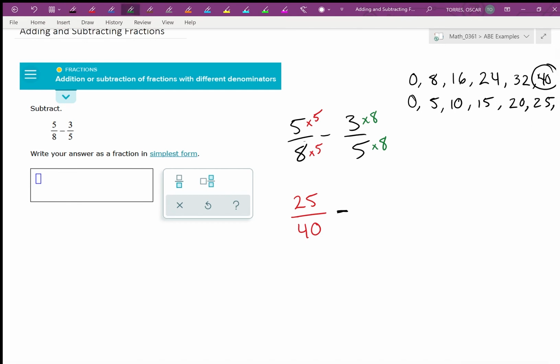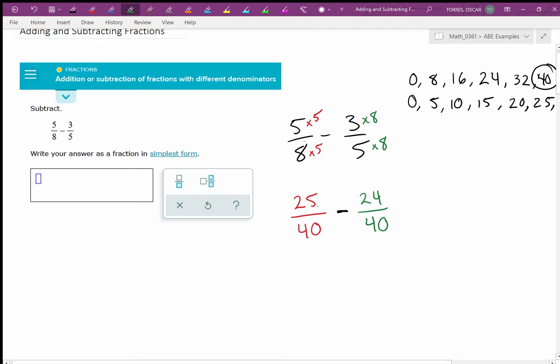Now I'm going to do the multiplication for the other fraction. 3 times 8 is 24. 5 times 8 is 40, so we get 24 over 40. At this point, notice that both of our fractions have the same denominator, which is what we want.